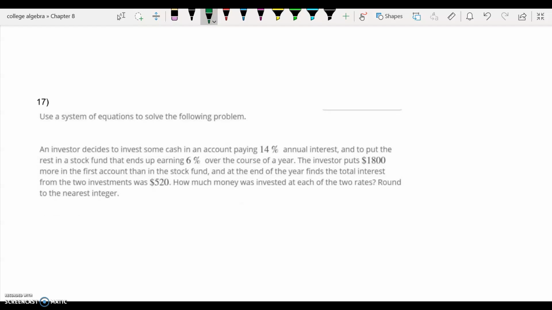Use systems of equations to solve the problem. So it says an investor decides to invest some cash in an account paying 14% annual interest and to put the rest in a stock fund that ends up earning 6% over the course of the year. The investor puts $1,800 more in the first account than in the stock fund. So we're going to say the first account is X, Y is your stock. So if he's putting $1,800 more in the first account, so X minus 1,800 equals your Y, equals your second account.